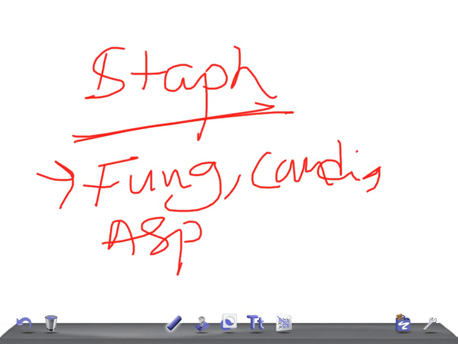Sometimes in USMLE Step 1 they will ask you the type of organisms. They give the history and clinical presentation of otitis externa, and they will ask which of the following bacteria could be the most common cause for this condition. So remember, the most common cause is Pseudomonas aeruginosa. Staph can be there, and among the fungal conditions you should remember Candida and Aspergillus.